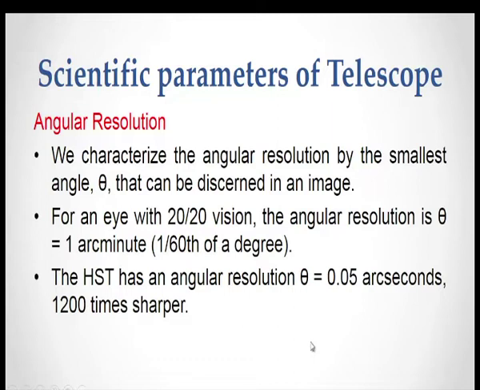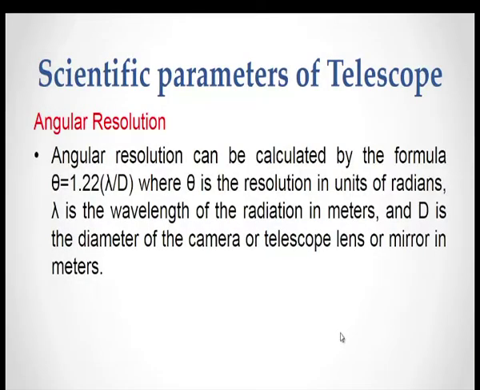The Hubble Space Telescope has an angular resolution of 0.05 arc seconds, which is 1200 times sharper than the human eye. So, telescopes are very important in astronomical observation. In a telescope, angular resolution is the more important parameter, so knowledge about angular resolution is very important. How can we calculate this angular resolution? There is a formula in physics to calculate the angular resolution.